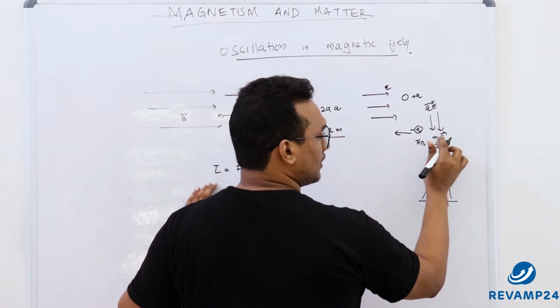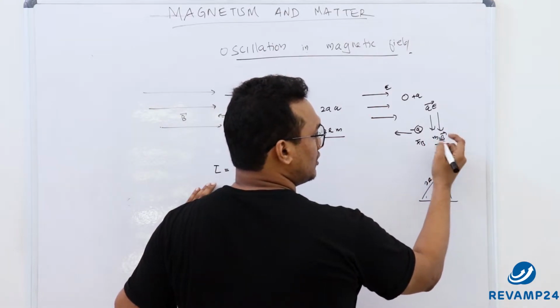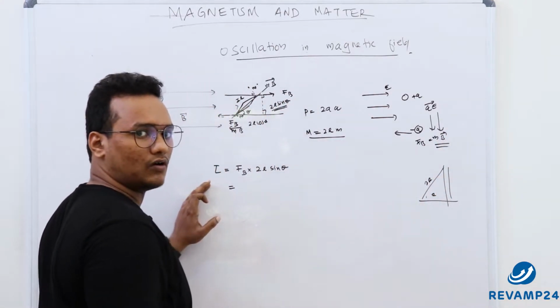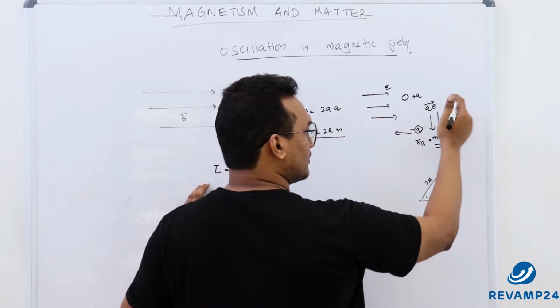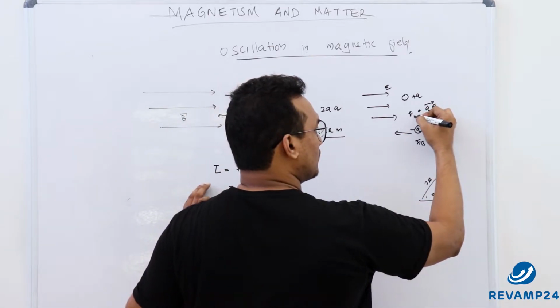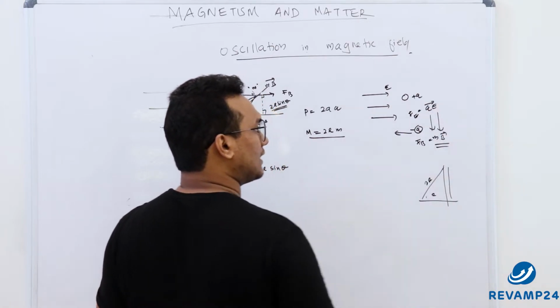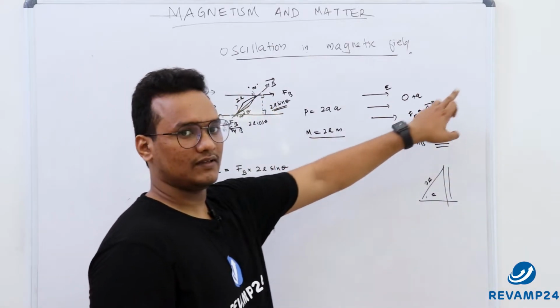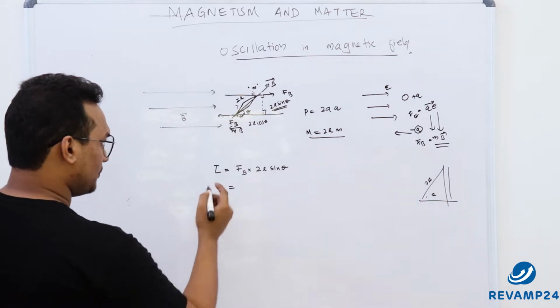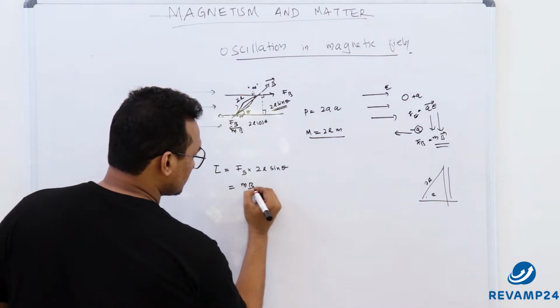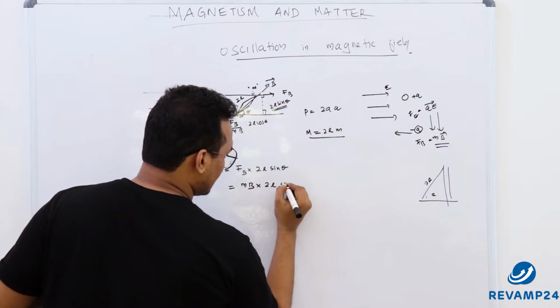Fb is equal to pole strength into magnetic field. How did we get this equation? That is the analogy, because we already have learned the equation for Fe. So Fb can be taken, taking the analogy of each term, that makes torque equal to mB into 2L sin theta.